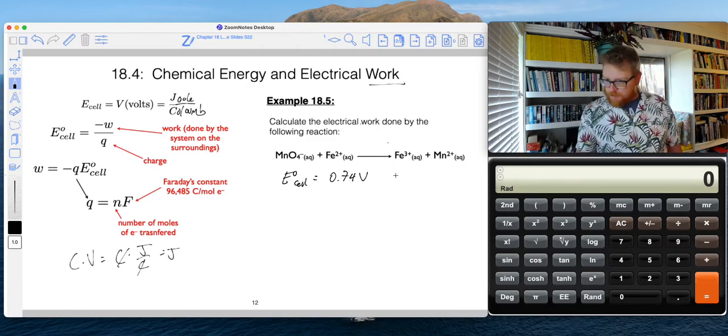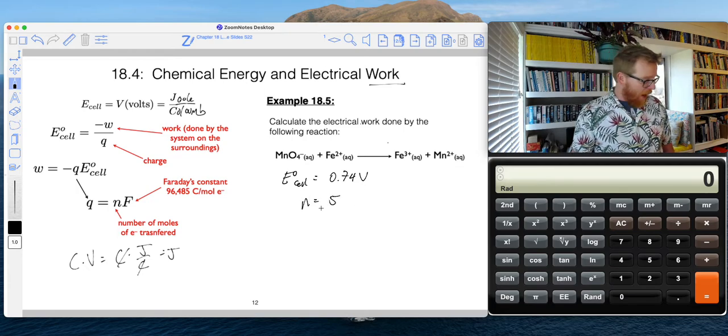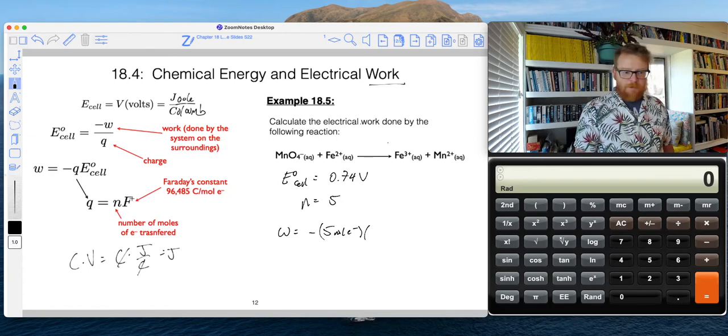So we know E cell is 0.74 volts. We know the number of moles of electrons was 5. So this formula is simply going to go work equals negative, I'll say 5 moles of electrons, and then times... I lost my formula. Oh yes, I forgot to expand that. So work equals negative Q times E cell, and we know Q is N times F.